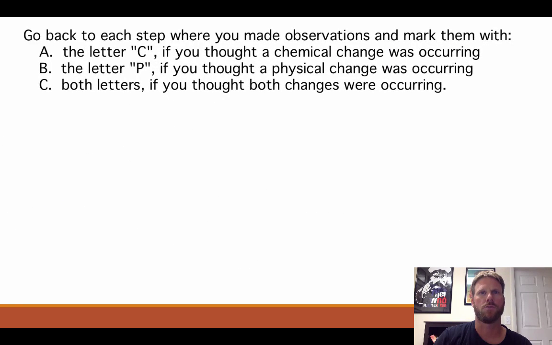Next, you are supposed to go back to all the observations that you made during the activity and identify what you observed as either a chemical change or a physical change. This is one of the hardest things for a beginning chemistry student to do. So I understand if you might be frustrated.